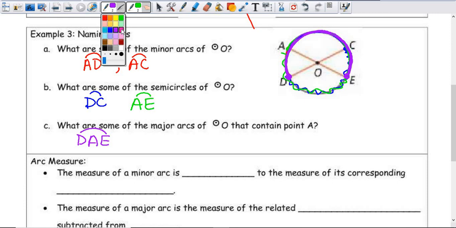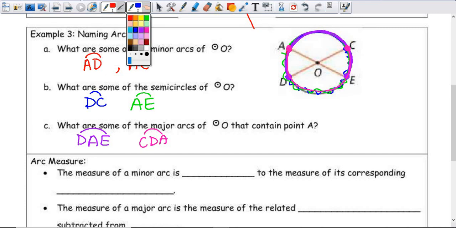I'll give you one more example. We could start at C and we need to go past the middle and we could go all the way to A. So I could call this CDA or I could have called it CEA. Either way will work.